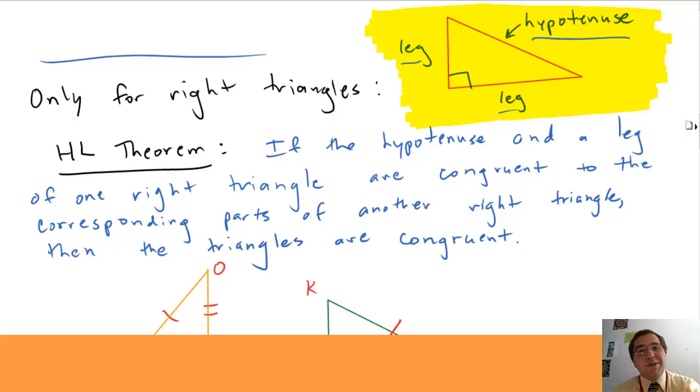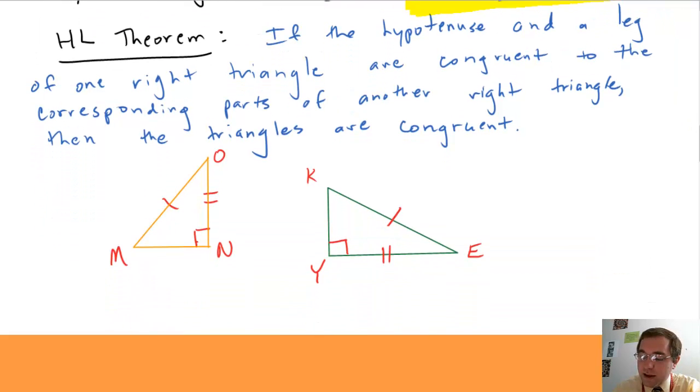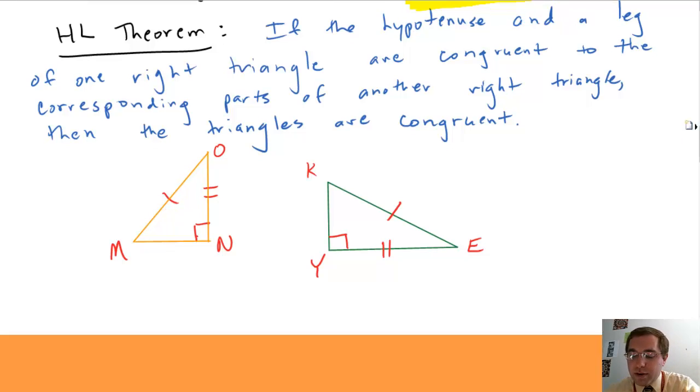Hypotenuse! Correct. And what do you think the L stands for? Leg! Oh, you're so smart. So this is the hypotenuse leg theorem. If the hypotenuse and a leg of one right triangle are congruent to the corresponding parts of another right triangle, so the hypotenuse and a leg of another right triangle, then the triangles are congruent.